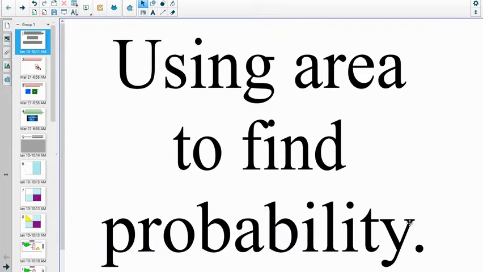Hey, everybody. Today we are going to be taking a look at the last topic for this chapter. We're going to look at how we can use areas to determine probabilities for things like throwing darts at a dartboard. But we'll get to that a little bit later.